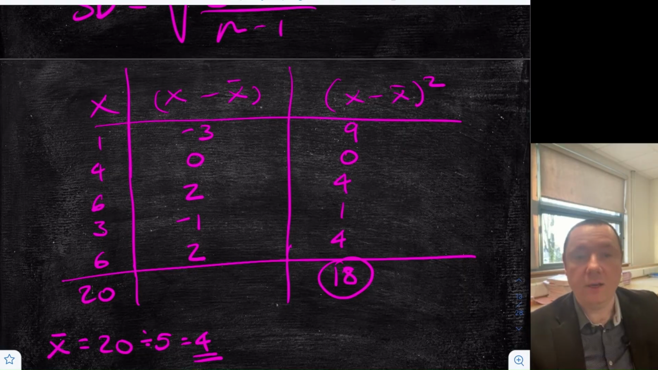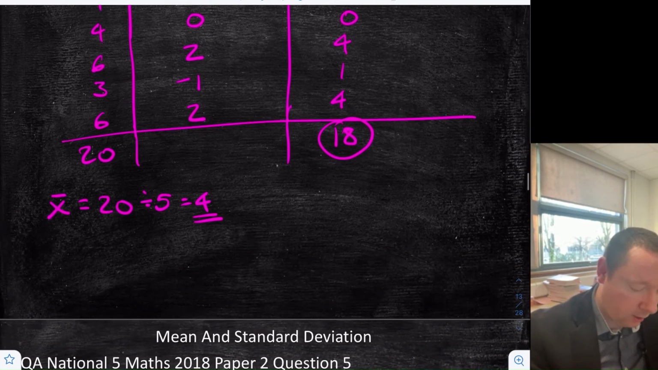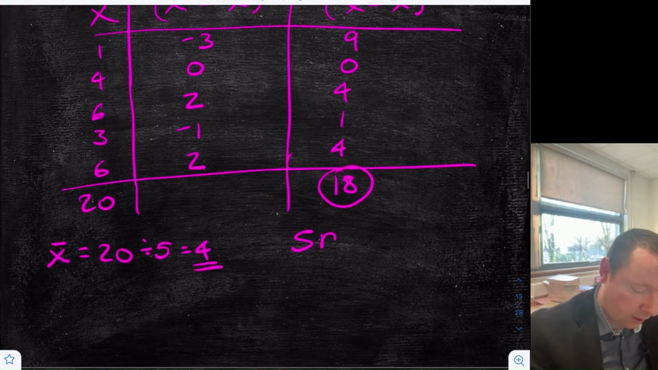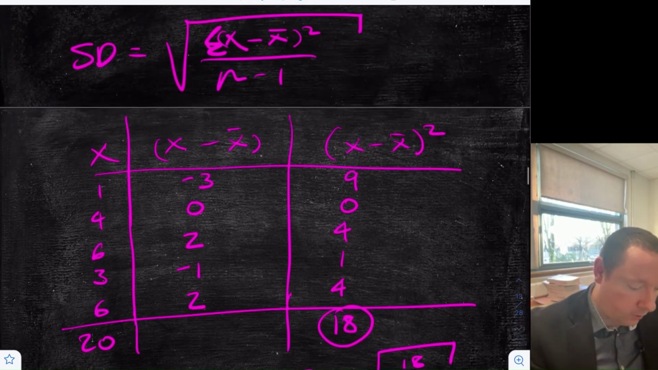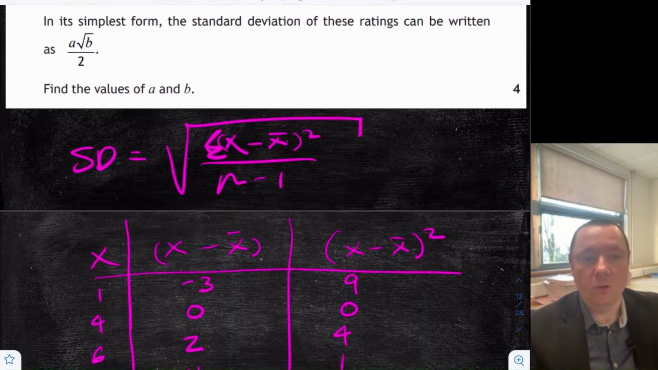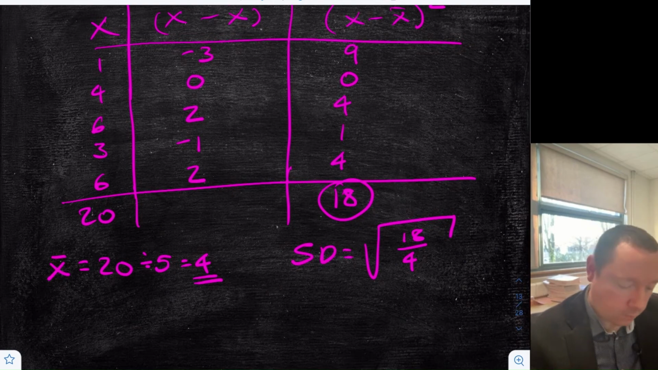Already we've got a mark for calculating the mean, a mark for getting x minus x bar, and then we get another mark for substituting that into our standard deviation, which is the square root of 18 over 4. One more mark left just for using surds. So we have to leave it in the form A root B over 2. So we need to simplify this in some way.